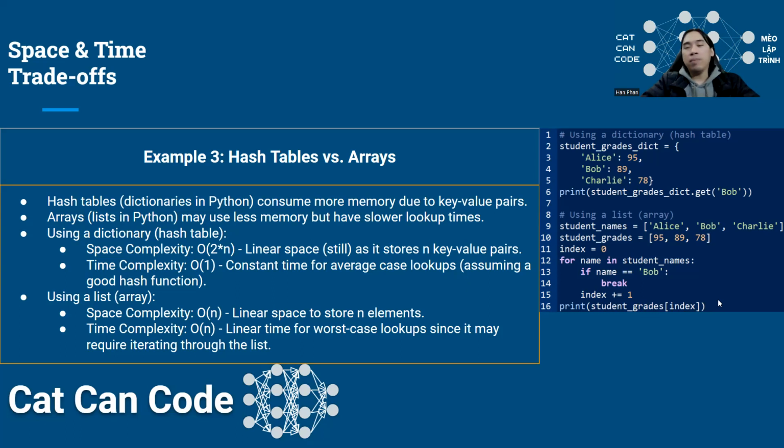For this particular example, because the nature of name is the key and score is the value, actually it's better to use the dictionary compared to the list, because the lookup time is much better. And normally for this particular application, you need to look up a lot.